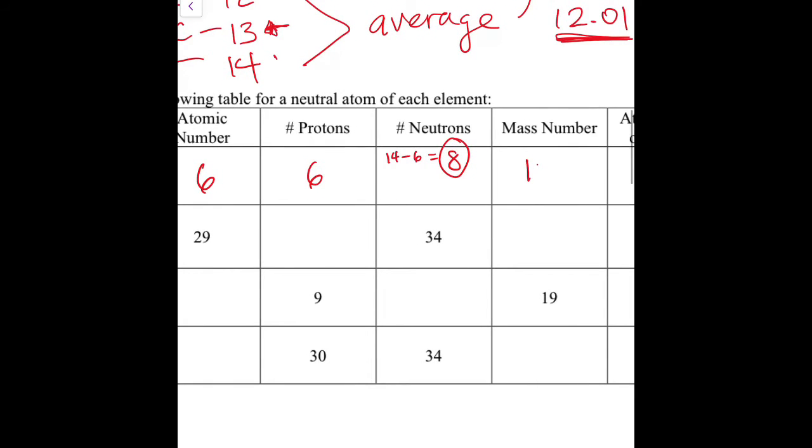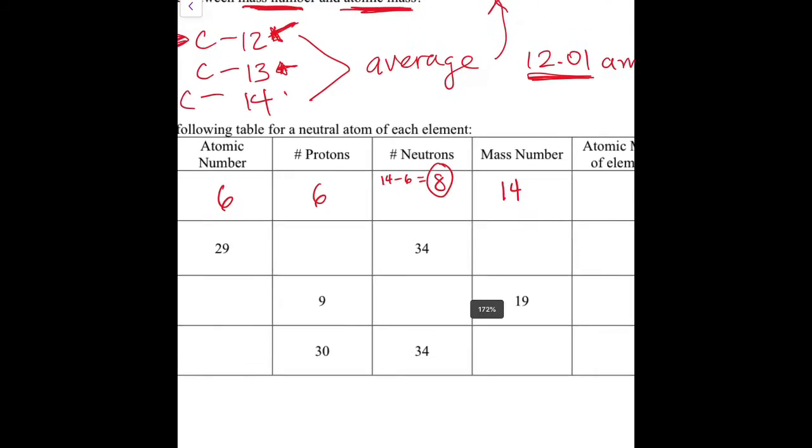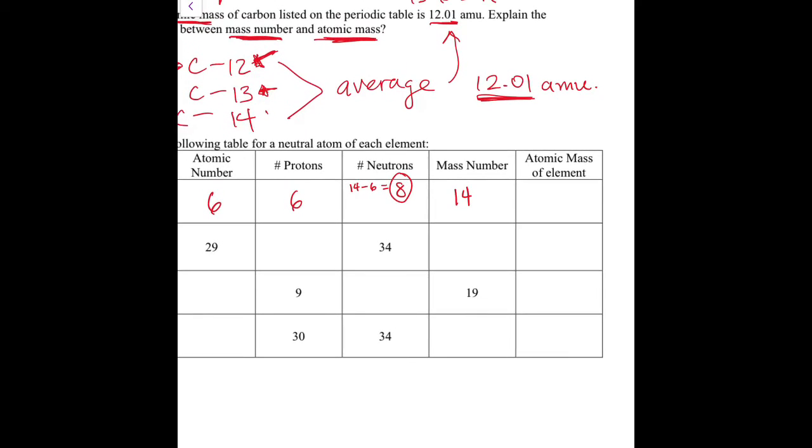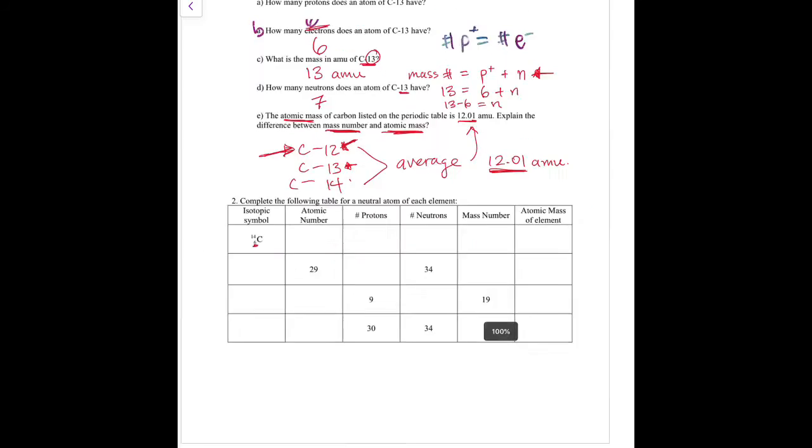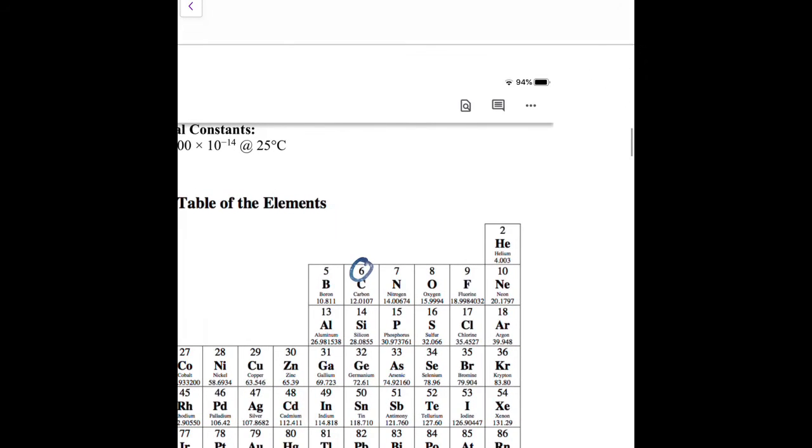What's the mass number? We just found out the mass number was 14. The atomic mass, so how do we find the atomic mass? Remember, the atomic mass is in the periodic table. So let's zoom in to the periodic table. And here the periodic table says it's 12.0107. So in this class, we always round to the hundredths in the periodic table just to make things easier for ourselves. So we just write that as 12.01.